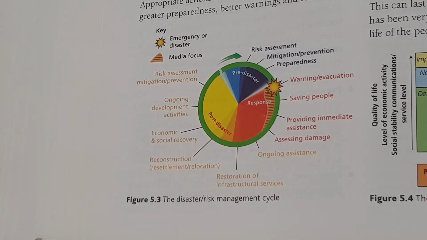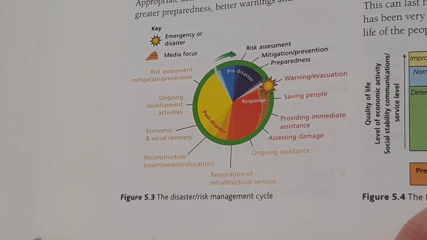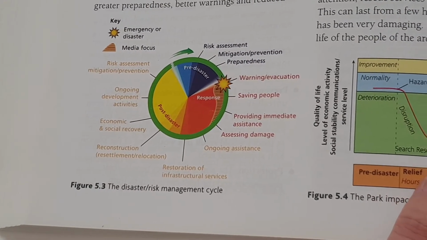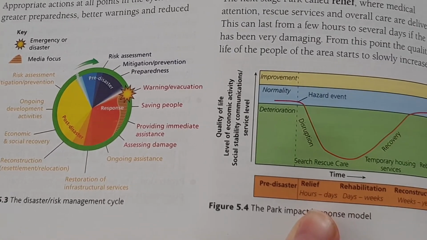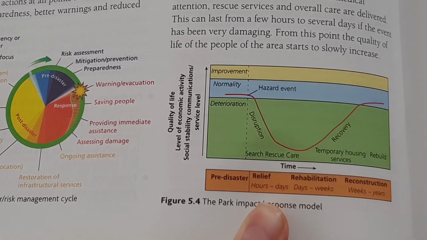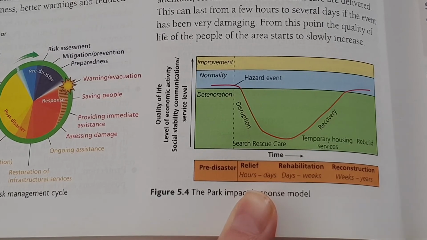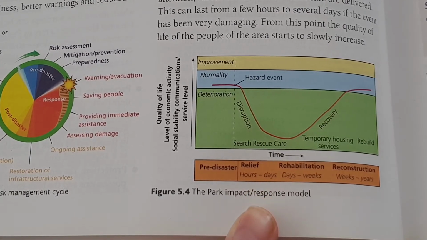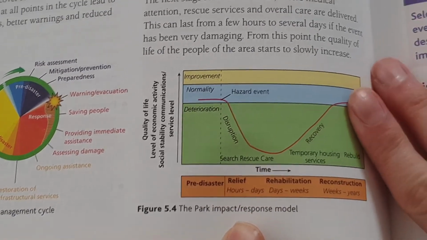So the second model, I've only got a few minutes left on my phone of recording, so we'll try and do this quickly. If not, I'll have to stop, upload, and then go again. So our second model, and again, you've got a better version of this on your screen on the PowerPoint, is the Park Impact Response Model. And I'm actually going to draw it. And again, you might want to draw it along with me, and I can explain things as we go.